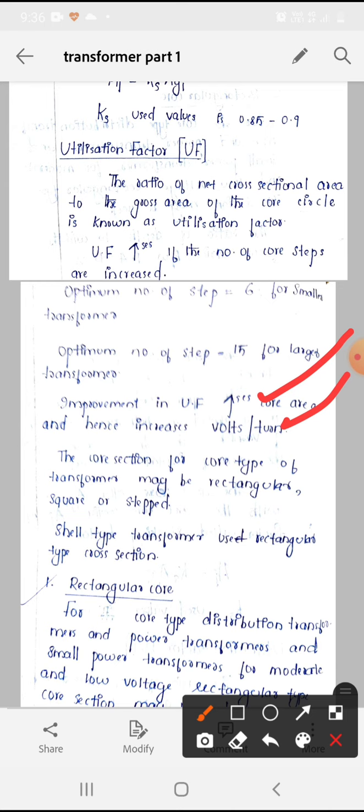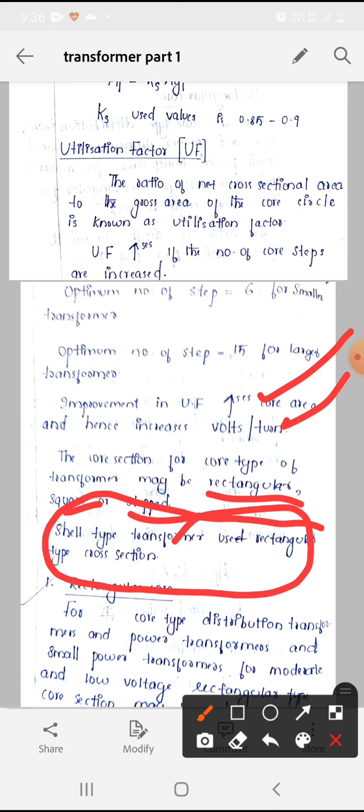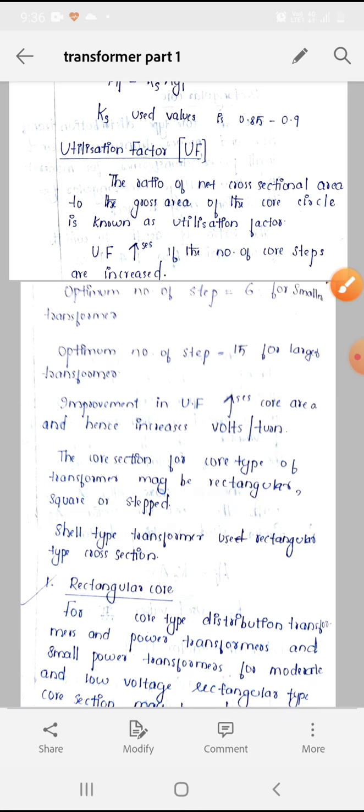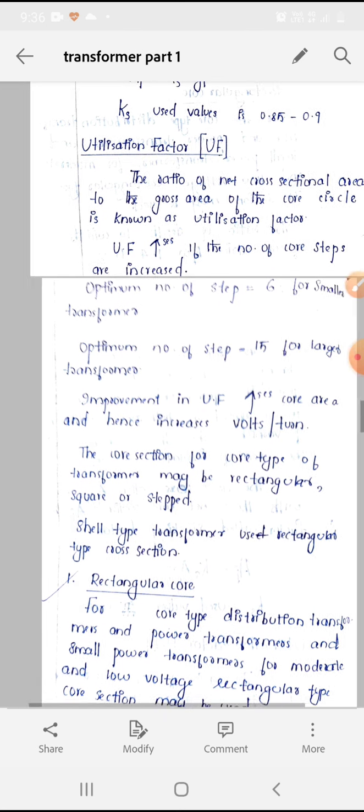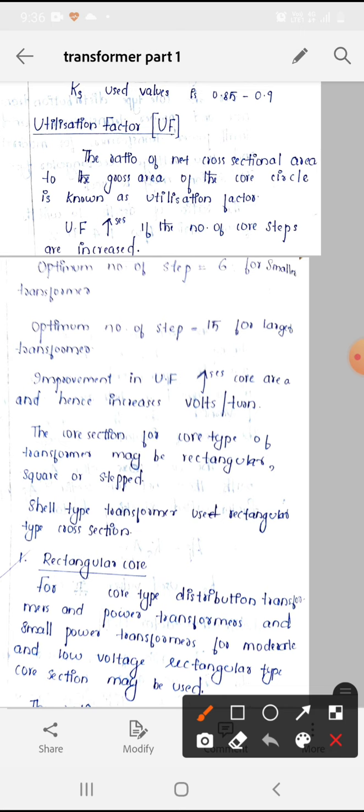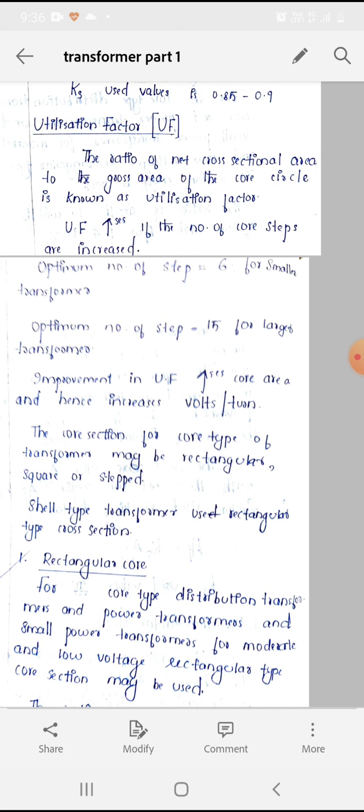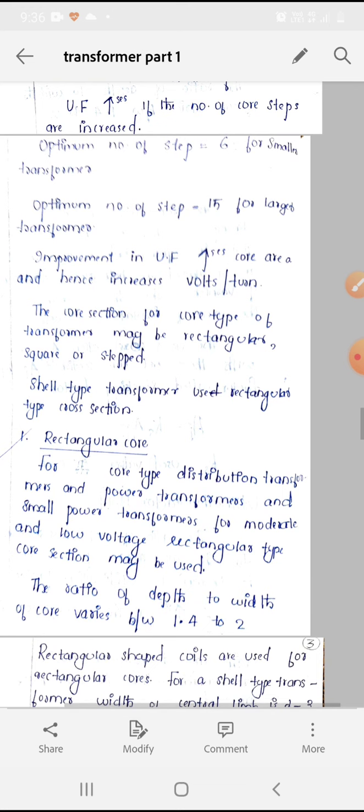So the core section for core type can be rectangular, square or stepped. And the shell type transformer normally uses a rectangular type cross section. This can be asked in GATE level questions: shell type transformer uses what type of cross section? It uses only rectangular type cross section. And in the case of core type transformer, the core section can be rectangular, square or stepped.